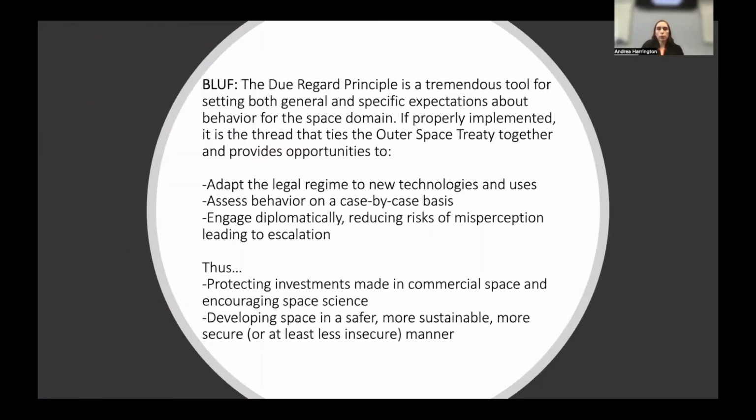So, bottom line up front: the due regard principle is a tremendous tool for setting both general and specific expectations about behavior in the space domain. If we properly implement it, if states are willing to pick that tool out of their toolbox and use it, then we have opportunities to have a legal regime that is adaptive to different technologies and uses, to assess behavior of states case by case to determine if it is responsible and in line with the Outer Space Treaty, to diplomatically engage and reduce the risk of misperceptions and dangerous miscalculations among space powers that could lead to destructive escalation, to protect our investments in outer space from a commercial perspective and therefore encourage further space science by space agencies and others, and generally to develop space in a safer, more sustainable, and more secure, or at least less insecure manner. That's glass half full, glass half empty. More security in many cases really just is less insecurity.